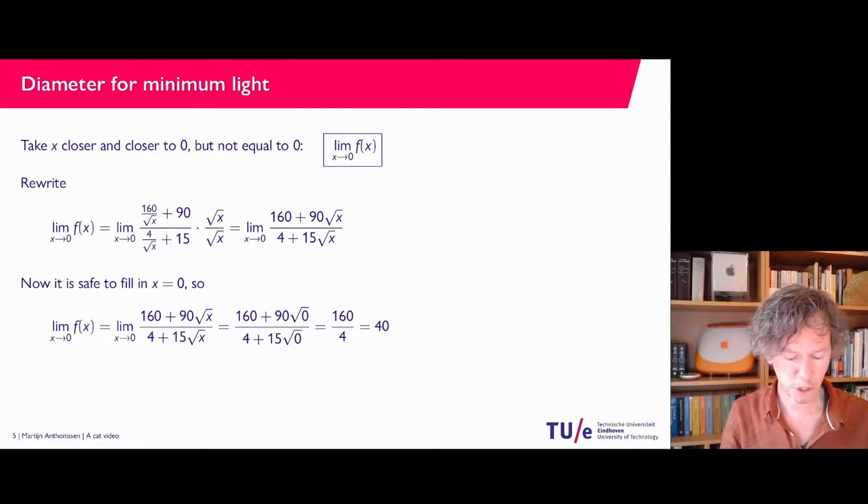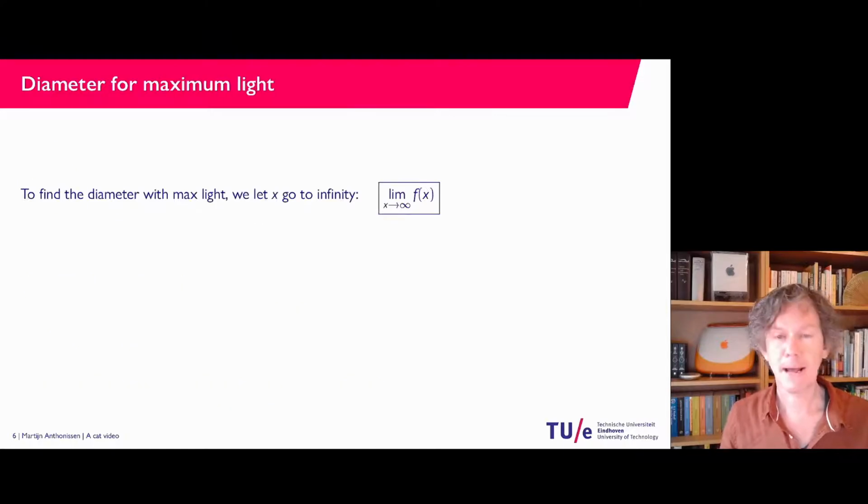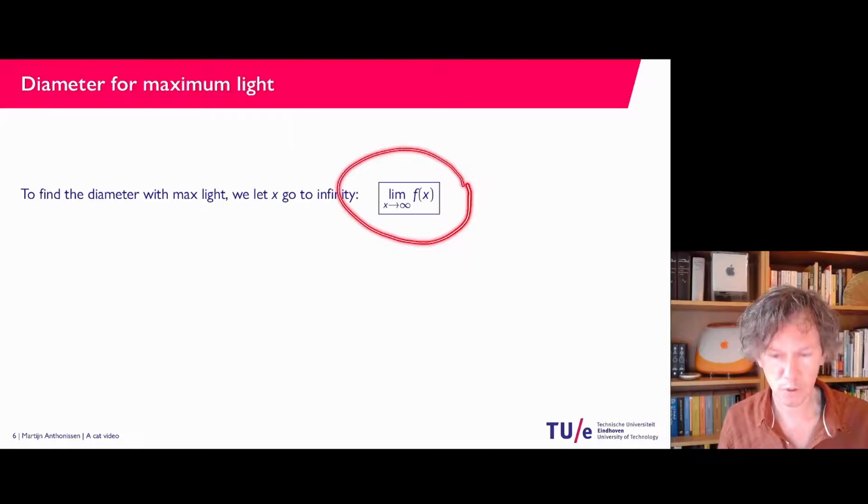So this notation with these limits here helps us exactly determine the limiting value for x going to 0. Similarly, the conclusion is that in minimum light, the pupils have diameter 40 millimeters. For maximum light, that is x going to infinity, that's what we write here: the limit x going to infinity of f of x.